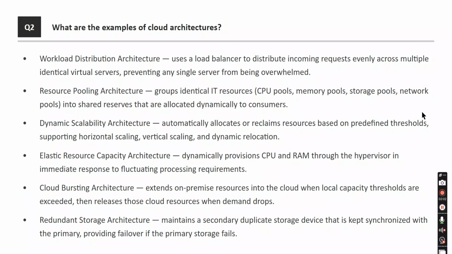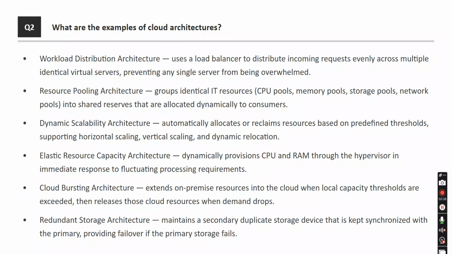Moving on to question 2, which asks for examples of cloud architectures. There are several fundamental cloud architectures. The first is workload distribution architecture, which uses a load balancer to evenly spread incoming requests across multiple virtual servers. The second is a resource pooling architecture, where identical IT resources such as CPU pools, memory pools, and storage pools are grouped together and allocated dynamically to consumers as needed.